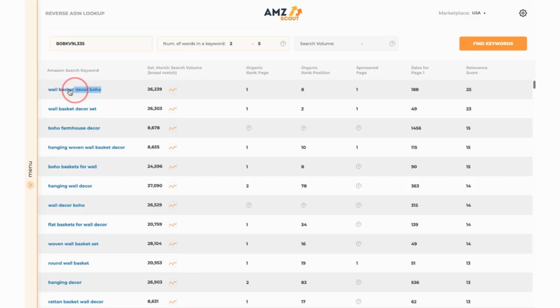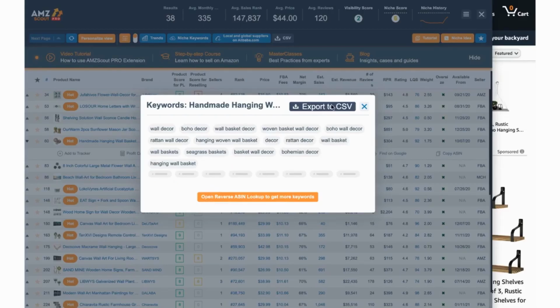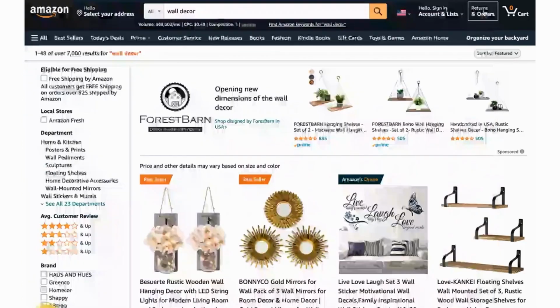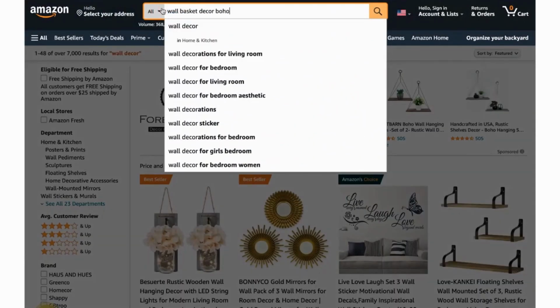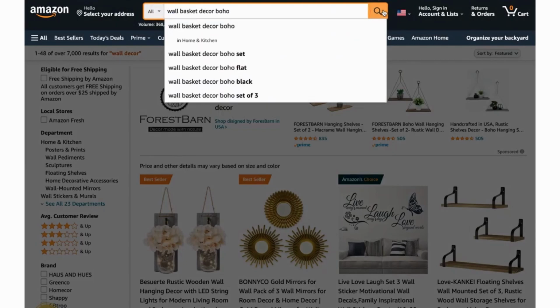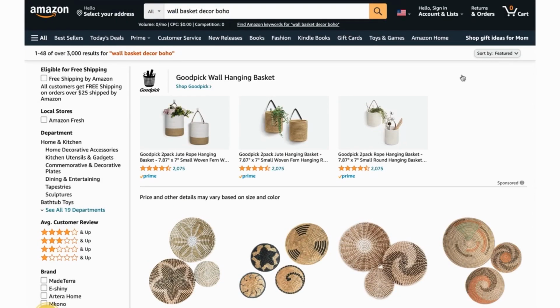So what I'm going to do is I'm going to copy and paste wall basket decor boho. And this is something that we wanted to look at when we're doing the Etsy search, right? So I'm going to go over here, close this, and now populate that keyword and do a search. So this is the search result that I see for this specific keyword, wall basket decor boho.